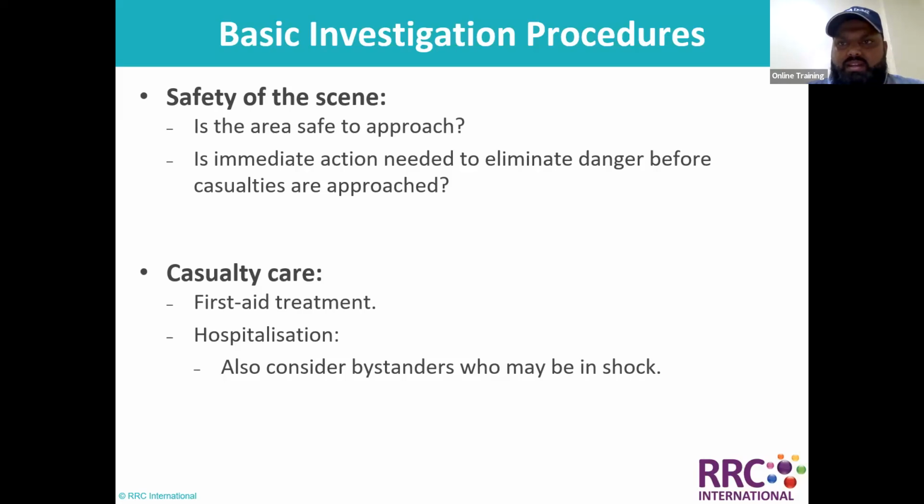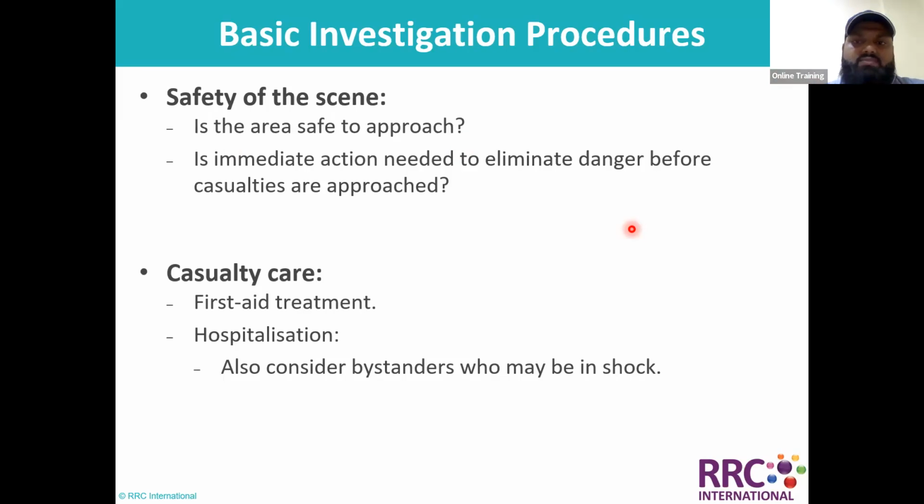very nice. Okay, guys, so first of all, what we have to do, we have to check if the area is safe to approach or not. In case any danger is over there, for example, some kind of snake or scorpion, confined space, a chance of electric short circuit, traffic, or there could be fire, then we are not going to go over there. First important thing is safety of the scene.